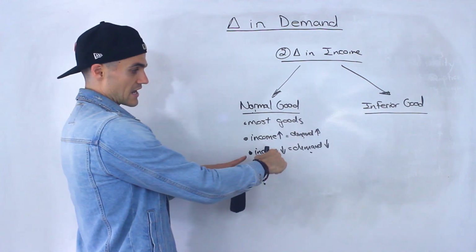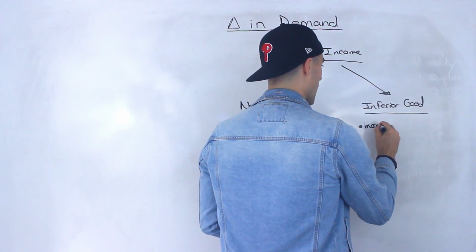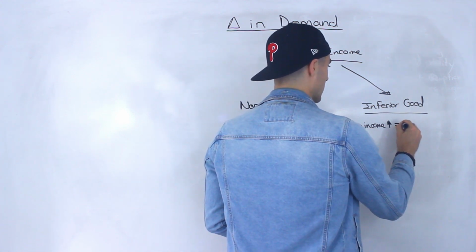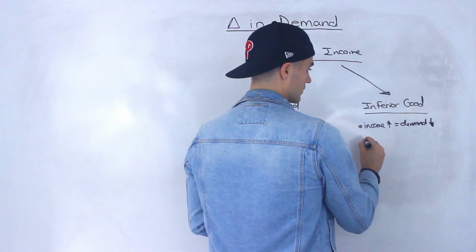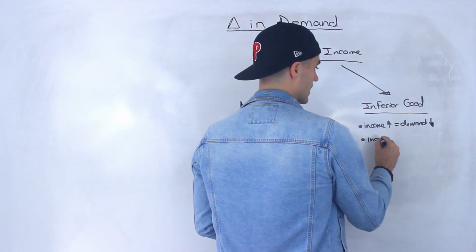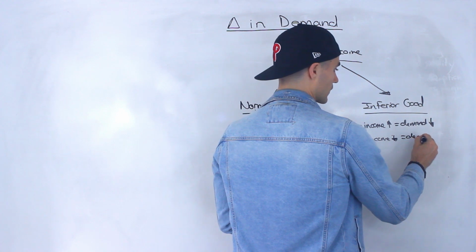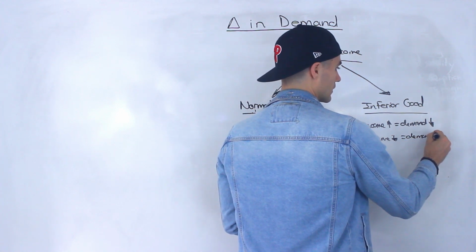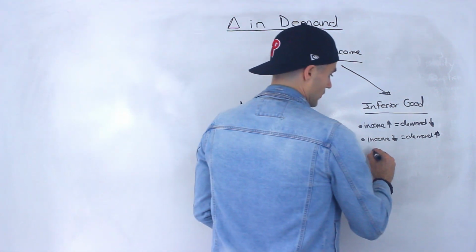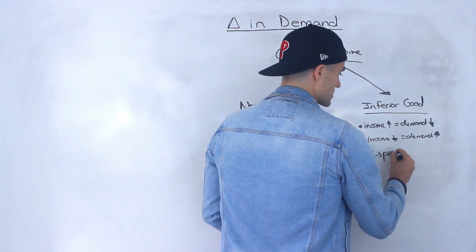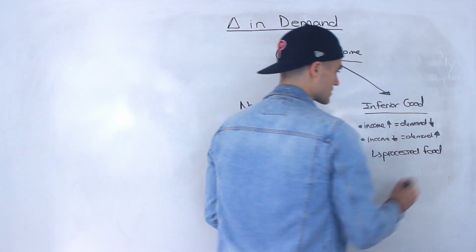Now, inferior goods is actually the opposite of this. So with an inferior good, if your income goes up, then the demand for an inferior good is actually going to go down. And if your income goes down, then the demand for an inferior good is going to go up. So an example of this, a common example that's used is processed food, or like canned goods, fast food.